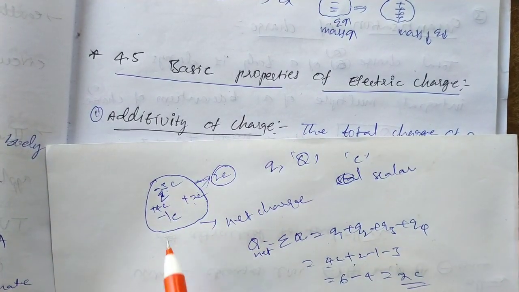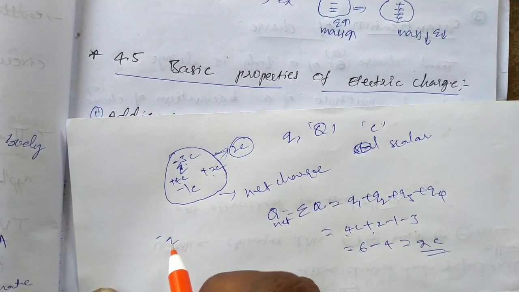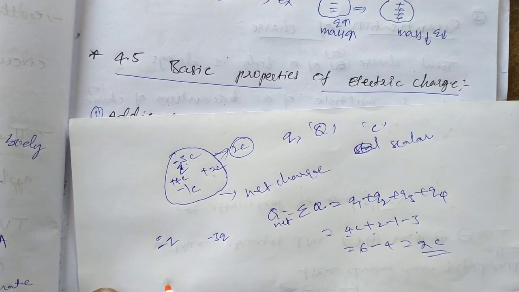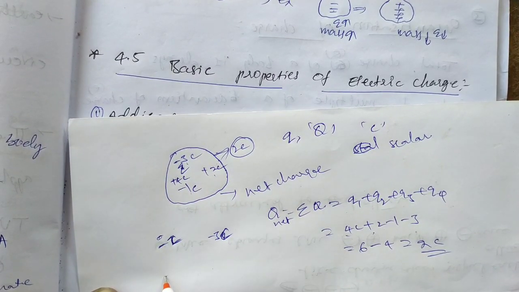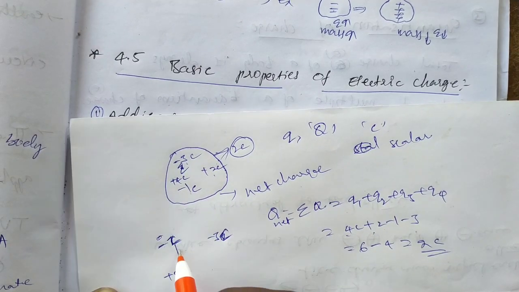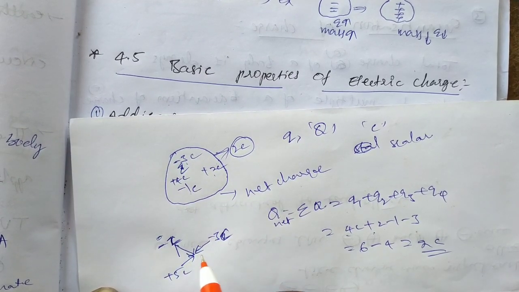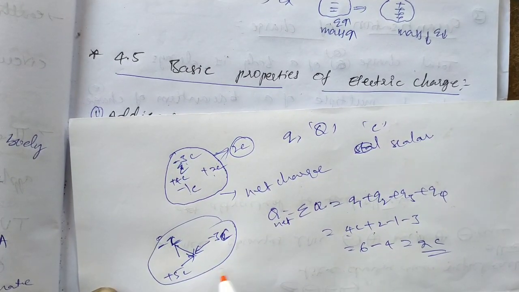Another example: suppose one charge is minus 3 coulombs, another 1 coulomb, and here 5 coulombs. Here there are only three charges. What is the net charge at a point, of the one body or one place? That is the net charge.